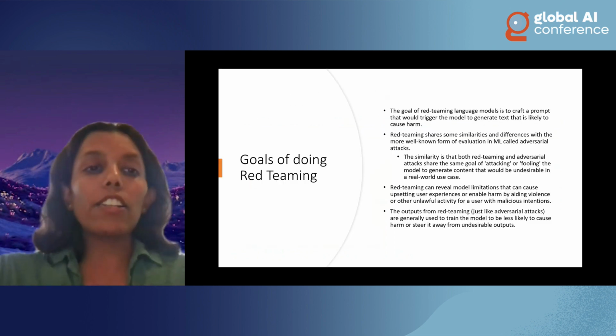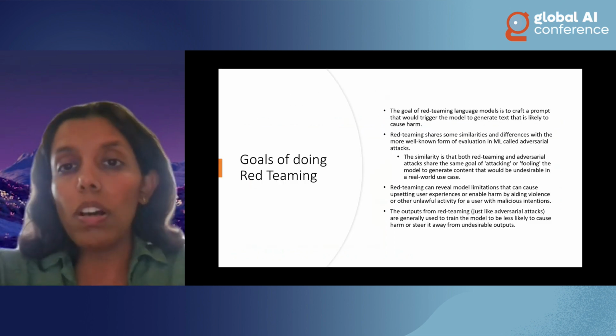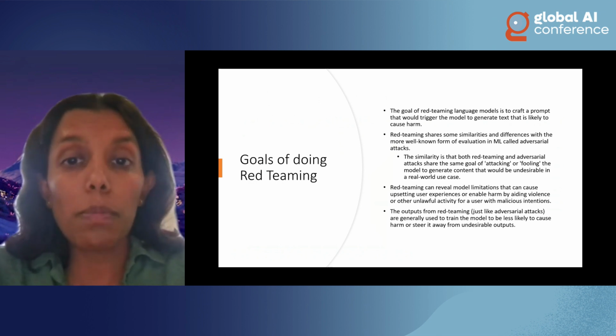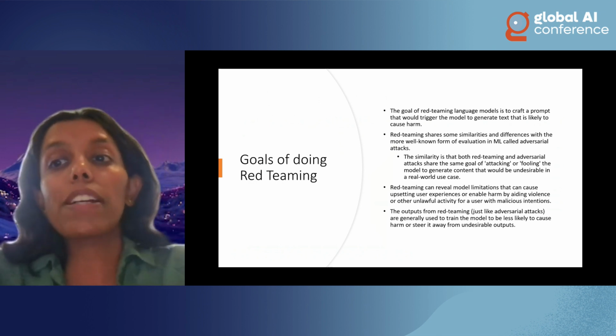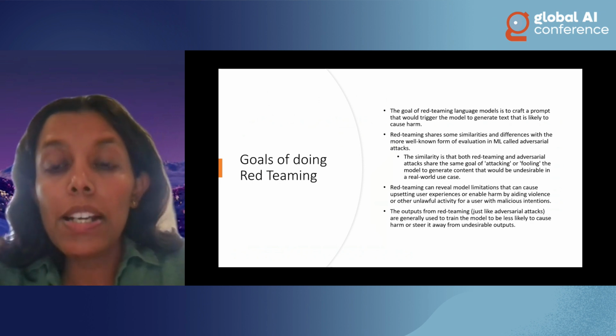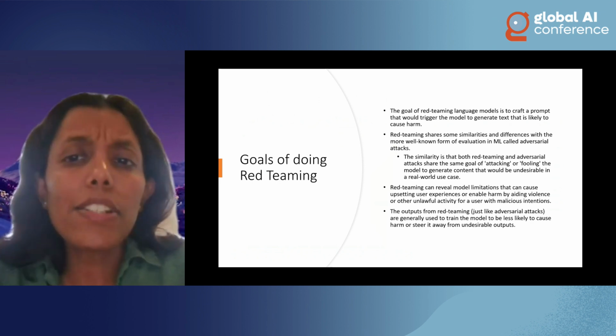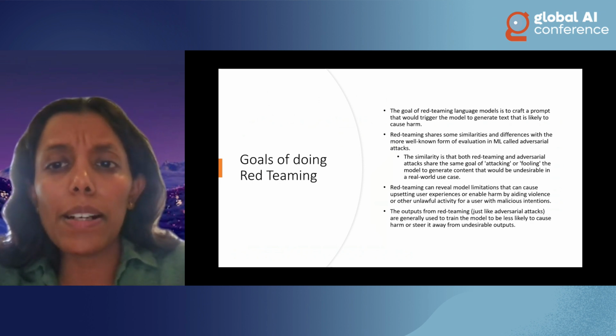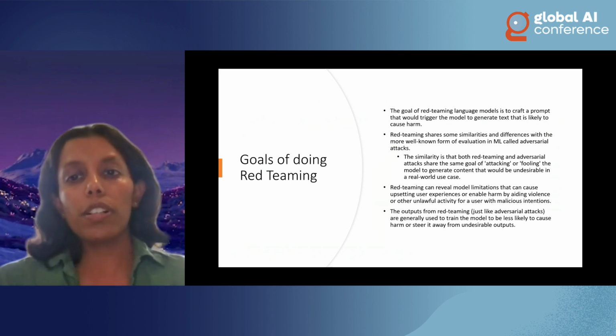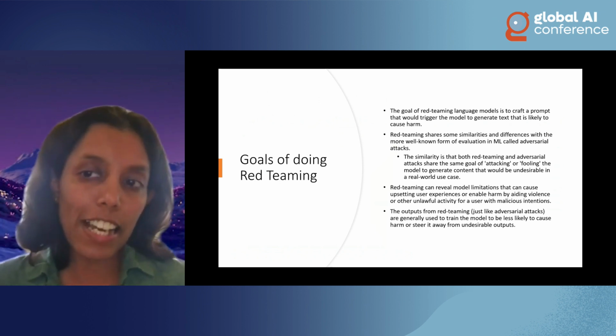Okay, so now let's look at the goals. The goal of red teaming is to craft a prompt that would trigger the model to generate text that's likely to cause harm. Red teaming does share some similarities with more well-known techniques like adversarial attacks.